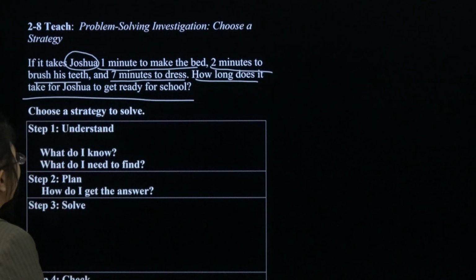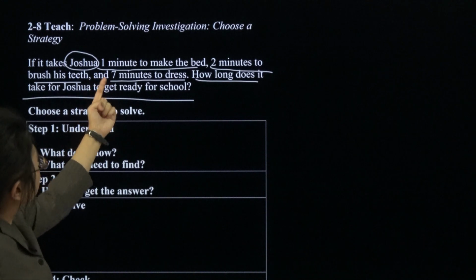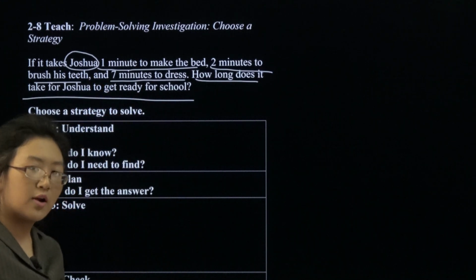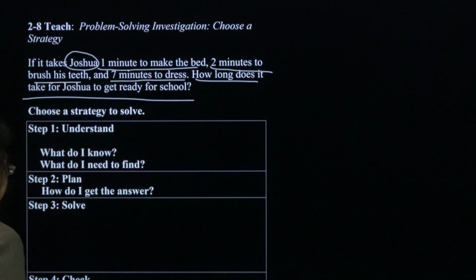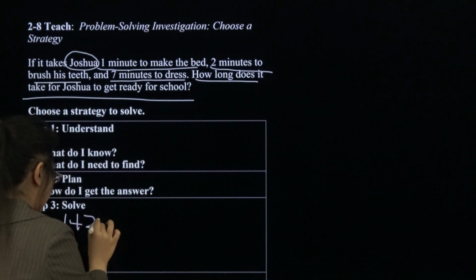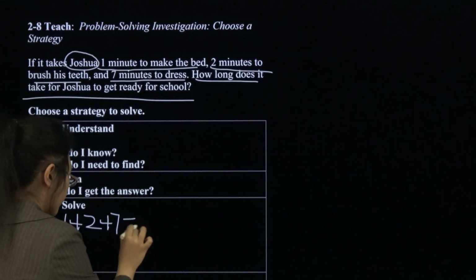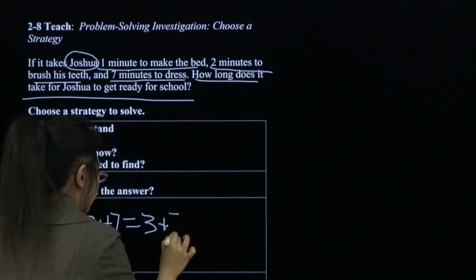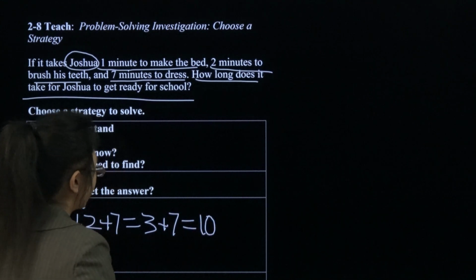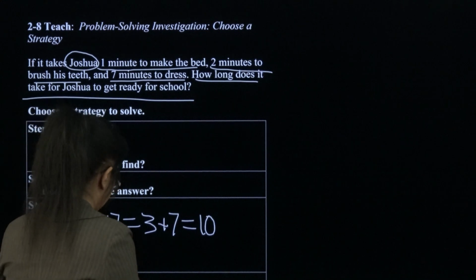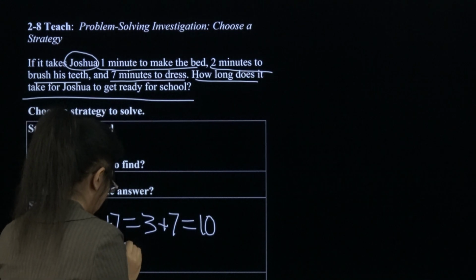Okay, so how do I get the answer? Well, we have 3 things that we need to add together. And we just learned how to add 3 numbers. So let's just do some good old addition. So there's 1 plus 2 plus 7, which is equal to 3, because 1 plus 2 is equal to 3 plus 7, which is then equal to 10. Alright, well that was quick. Literally, because he only takes 10 minutes to get ready for school.